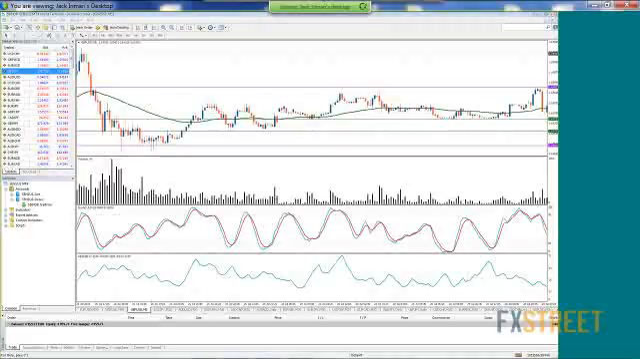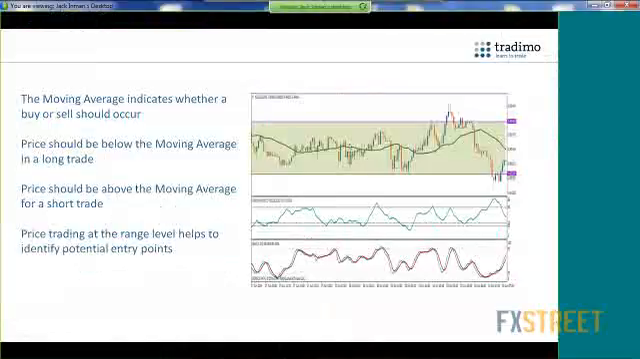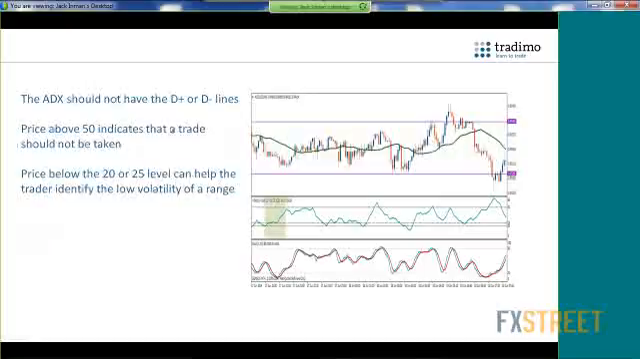So popping back to the slideshow, price should be below the moving average for a long trade, above the moving average for a short trade. And again, only in a ranging market, guys. The reason we're only in a ranging market is, as I've said, it's very important that you're not trying to go against a trend when the market is in a big trend. Price trading around range levels is very important. And if that moving average is in the middle of a range, generally I like to see that as something that is beneficial.